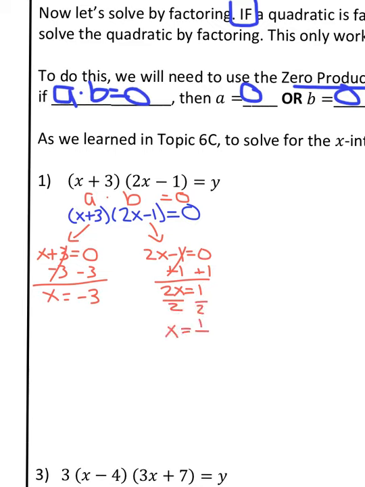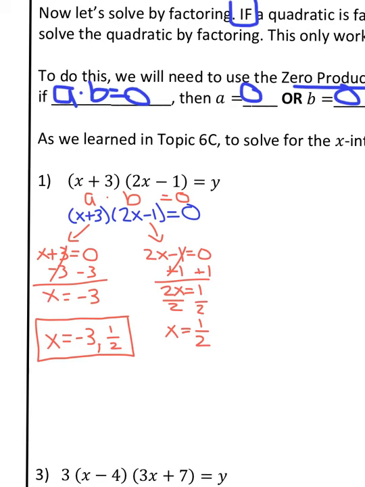X equals 1/2. Right, so this is my answer. Negative 3 comma 1/2 is what x is. We're solving for x. Remember, just as a note here, I'm going to write it again as a reminder, that if we're asked to find x-intercepts, or if we're asked to solve for x, this is the answer.